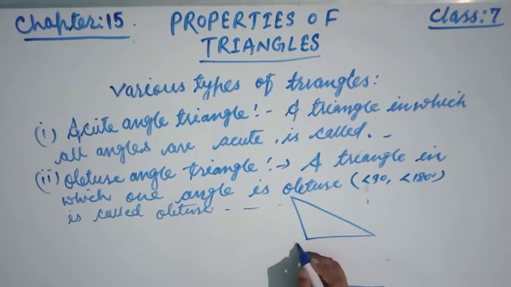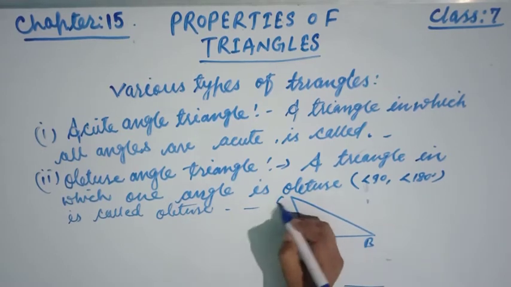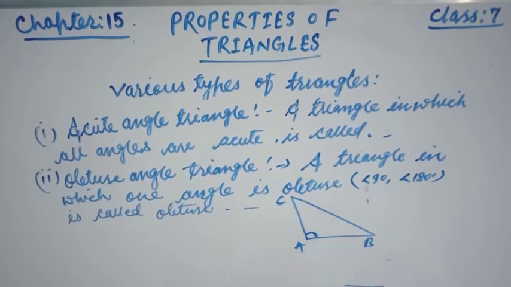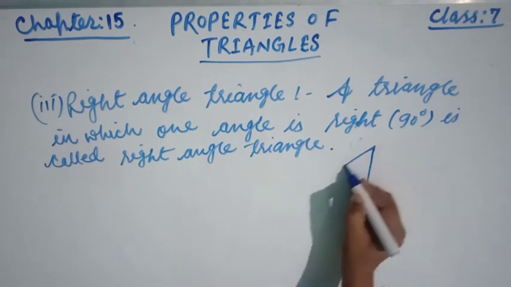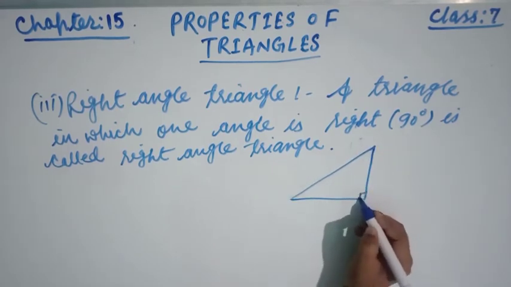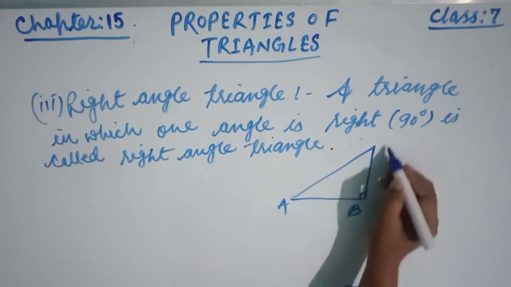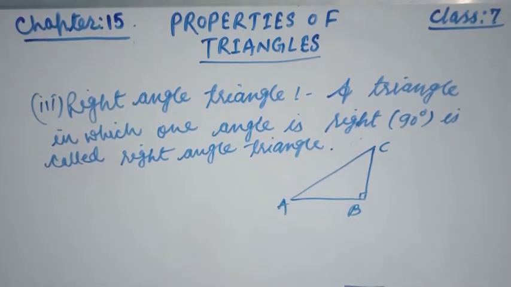Okay friends, example, have a look. Now see friends, this is suppose A, B and C, and look, this angle is greater than 90 degree. So we can say triangle ABC is an obtuse angle triangle. Okay, now see the next. Third, right angle triangle. A triangle in which one angle is a right angle, means 90 degree, is called a right angle triangle. Example friends, this is 90 degree, A, B and C. So triangle ABC is a right angle triangle.